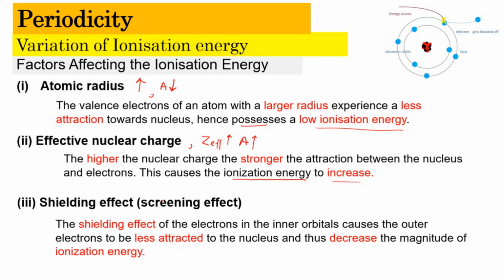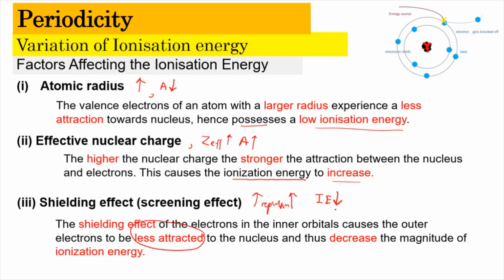Okay, now is the shielding effect. So, when the shielding effect increases, the mutual repulsion will increase as well. Okay, so when the repulsion increases, the valence electron and the nucleus will be less attracted, and hence the valence electron will be further apart from the nucleus, and it is very easy to remove 1 mole of electron. So when it is very easy to remove an electron, the ionization energy is going to decrease.